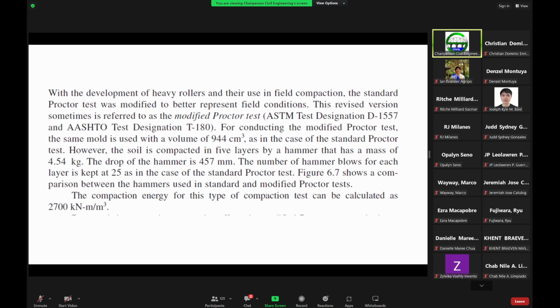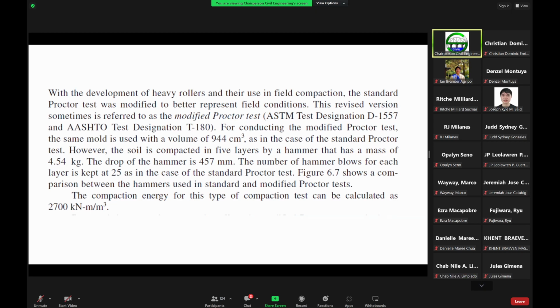D1557, or if you use the AASHTO, such as the DPWH, they refer to AASHTO T 180. In the conduct of the modified Proctor test, the same mold is used with a volume of 944 cubic centimeters, as in the case of the standard Proctor test.